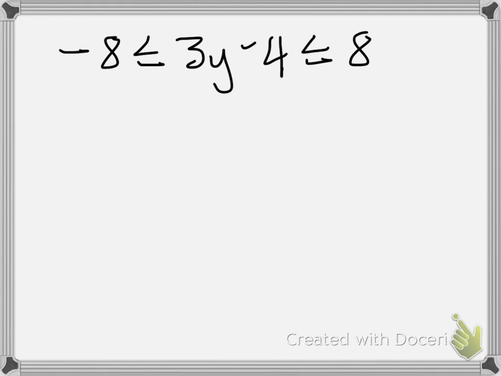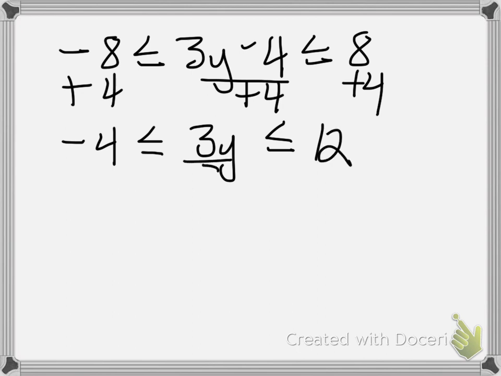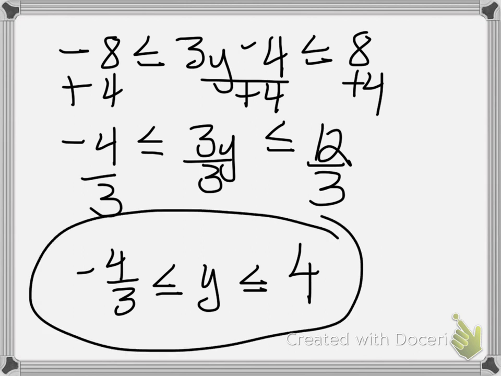Okay, so first order of business, I want to get y by itself in the middle. So I'm going to add 4, but I have to add 4 to all 3 parts. Add 4. Negative 4 less than or equal to, and now I just have 3y in the middle, less than or equal to 12, and then we divide all parts by 3. And then I have negative 4/3 less than or equal to y less than or equal to 12 divided by 3, which is just 4. And this technically is your answer.